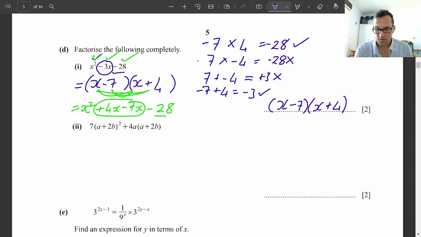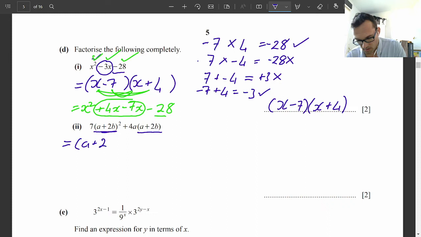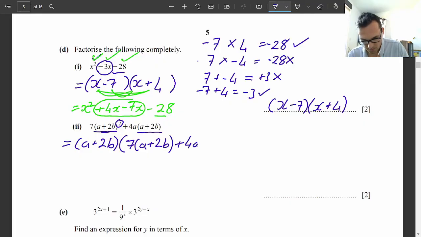Question 3D part 2. Factorizing again. This time we can factorize out a whole bracket here. A plus 2b can be factorized out, and inside the bracket we write what's left. So here will be 7. Remember, there is a square, so we still have an a plus 2b and a plus 4a.